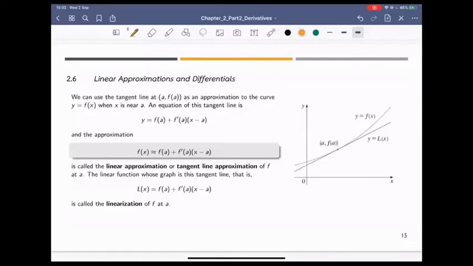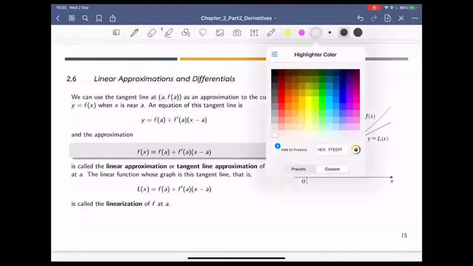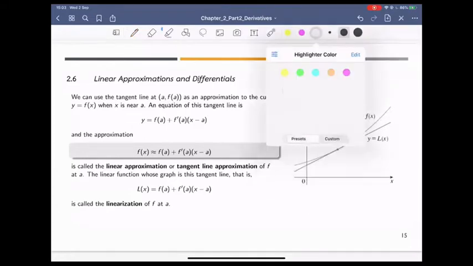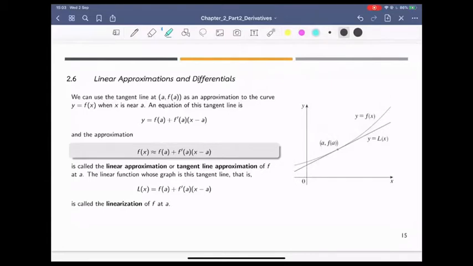So let's first talk about section 2.6, which is linear approximations and differentials. So let's first take a look at the picture on the right hand side. So suppose that we have the curve y equal to f(x). This is the one that I just highlighted in light blue.